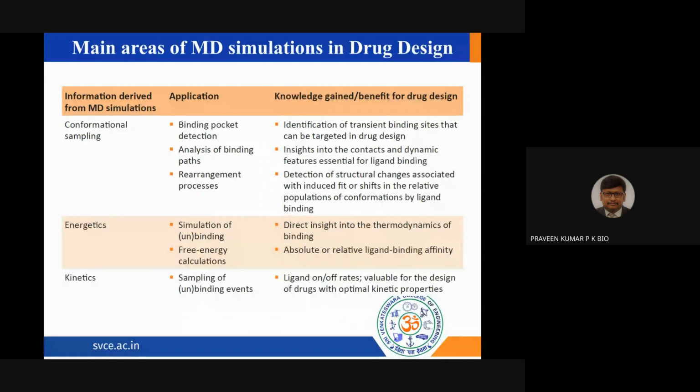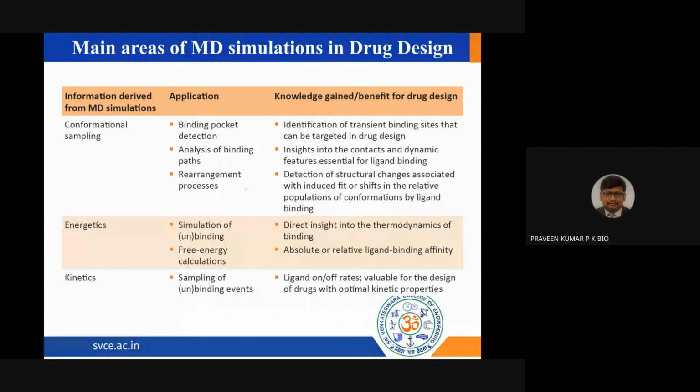Right now, let me go to the types of MD simulations. You can carry out MD simulation through conformational sampling, energetics, and kinetics. We have applications with respect to conformational sampling. What kind of applications? You can determine the binding pockets and binding sites. You can also analyze the binding paths. Not only the binding site regions are analyzed using conformational sampling, but also the rearrangements.